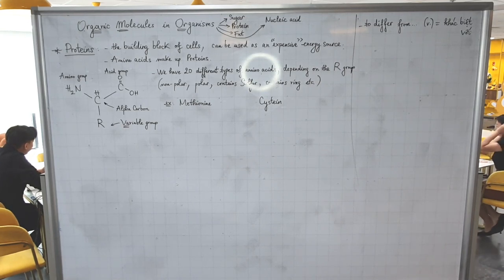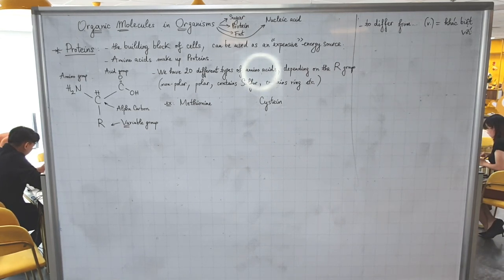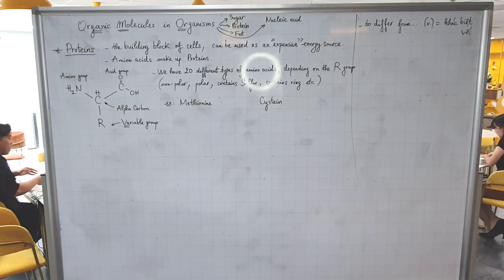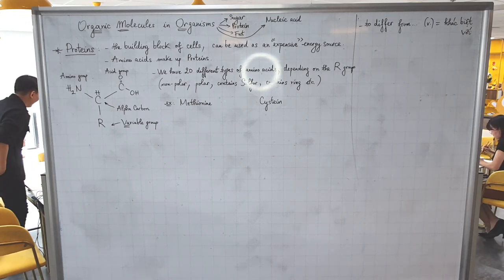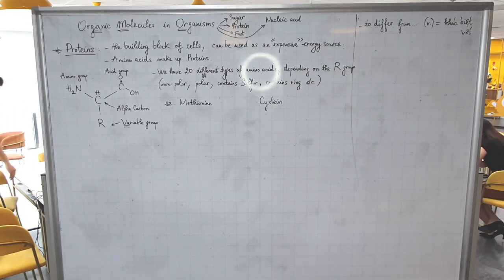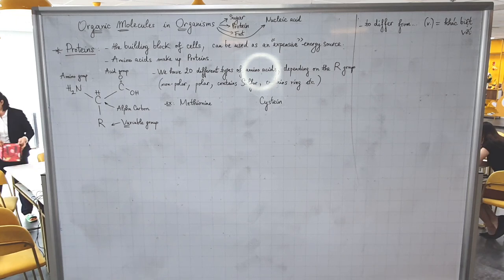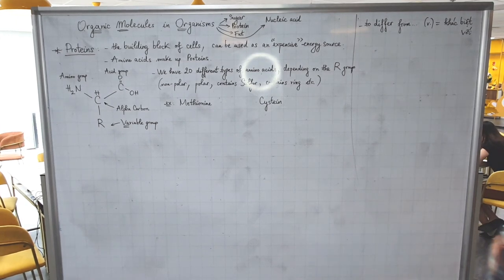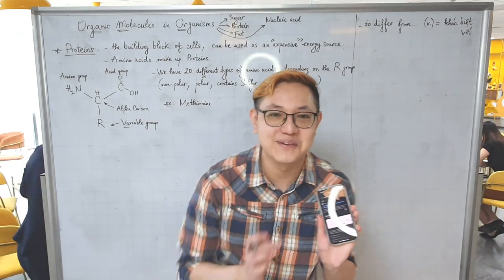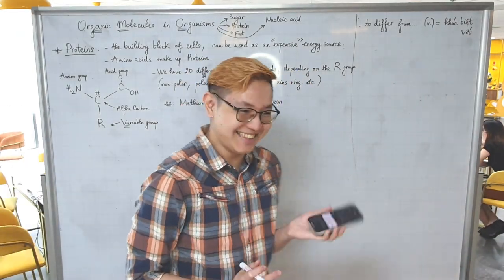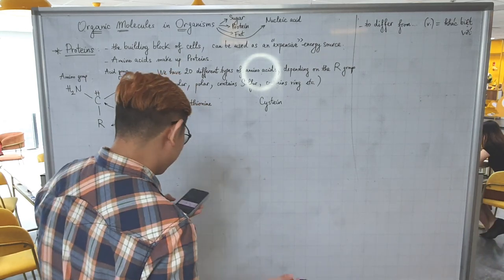Cysteine. Because it's not for the structure. It's the structure. Sometimes my brain, I don't even remember. That's why I have to check. Làm sao nhớ hết được thì cũng. I cannot remember everything.